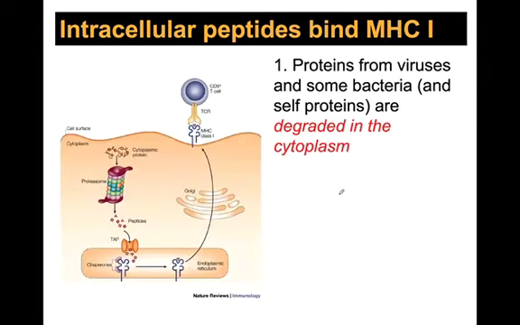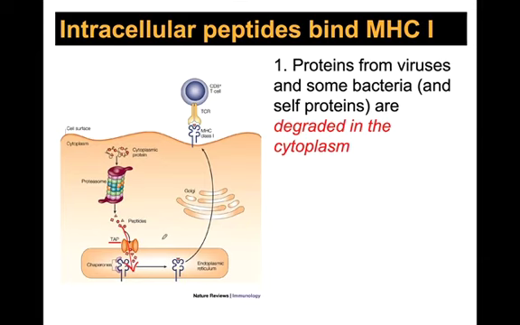Okay, so the first thing that we have to think about is how do these peptides that are generated from the proteasome get into the endoplasmic reticulum? There is a dimeric protein called TAP, the transporter associated with antigen processing. Its job is to take peptides generated from the proteasome and transport them into the endoplasmic reticulum, where they can bind to newly made MHC1.